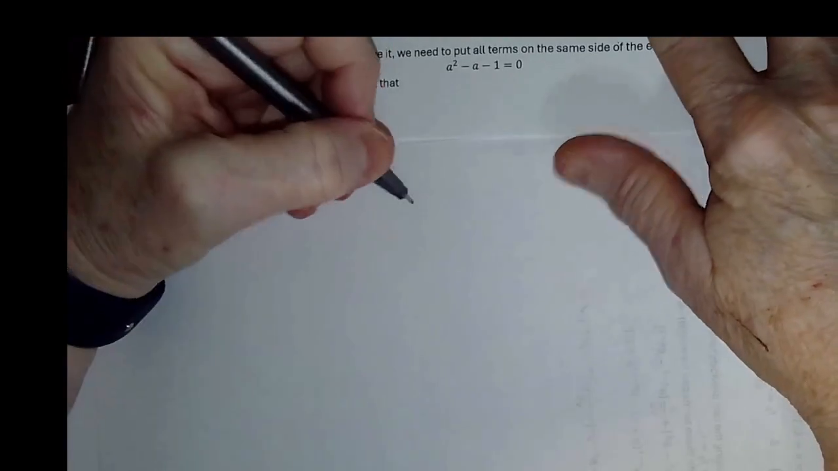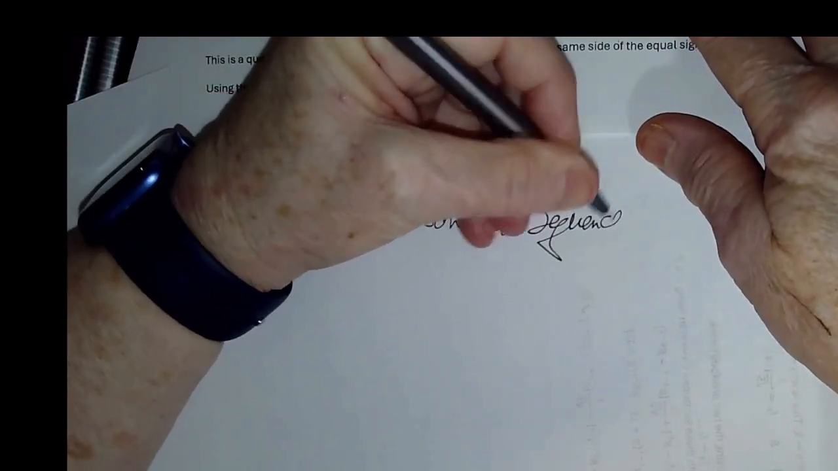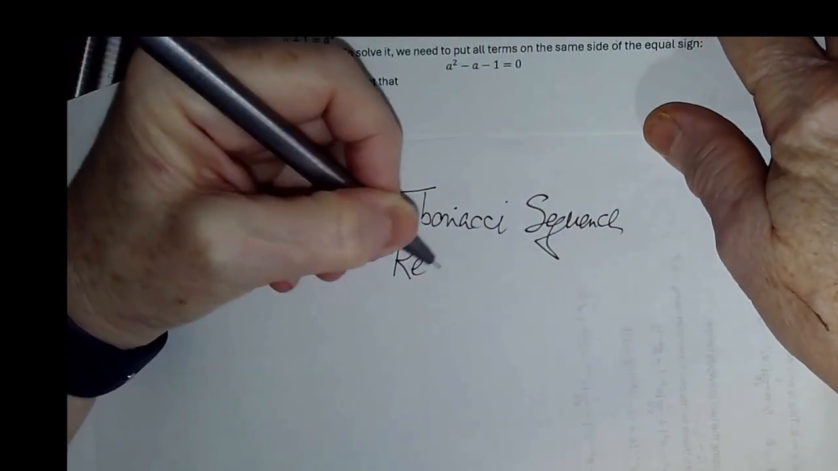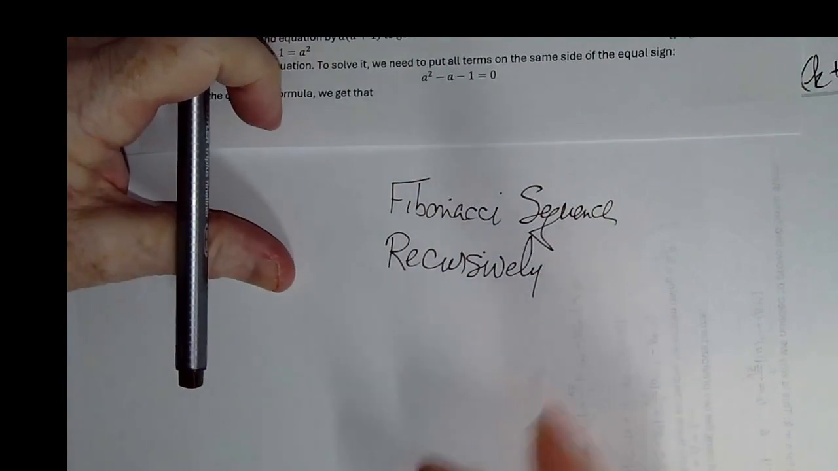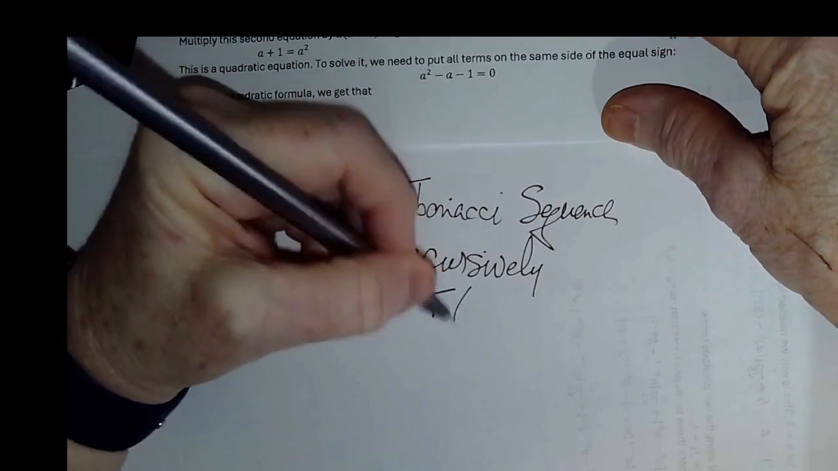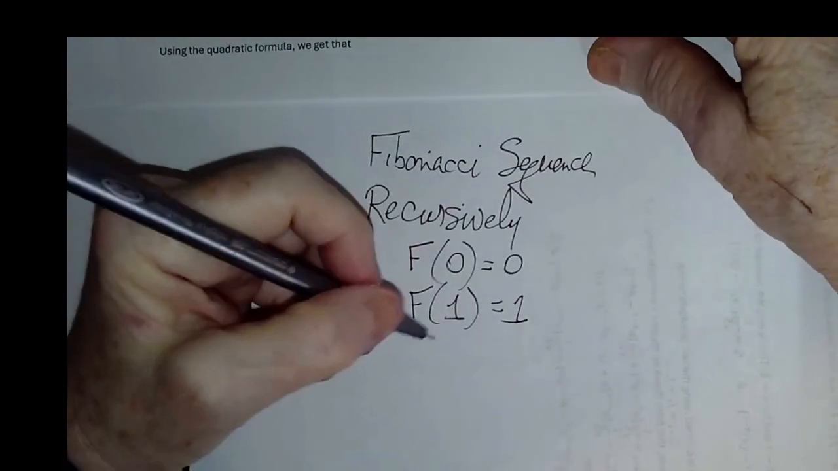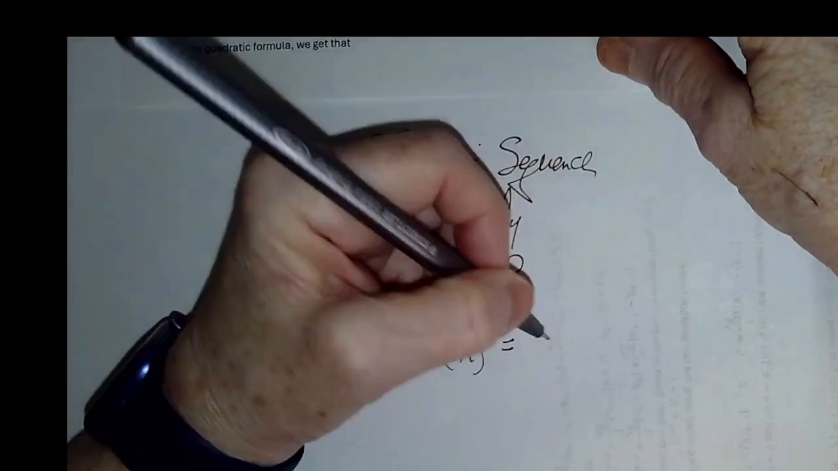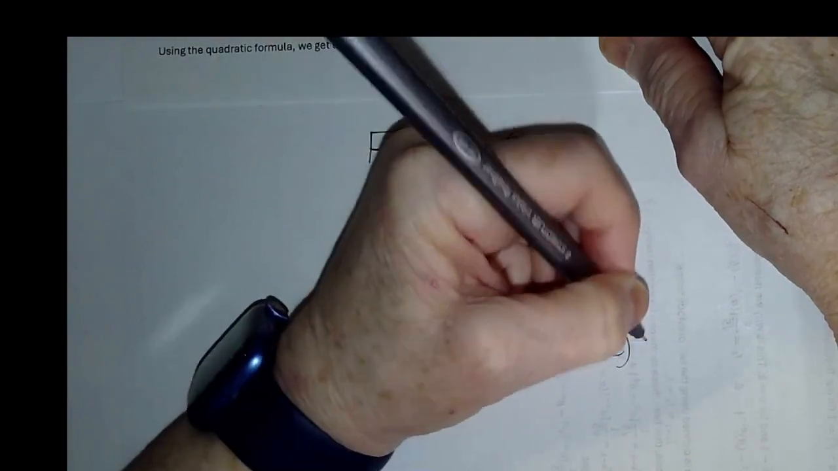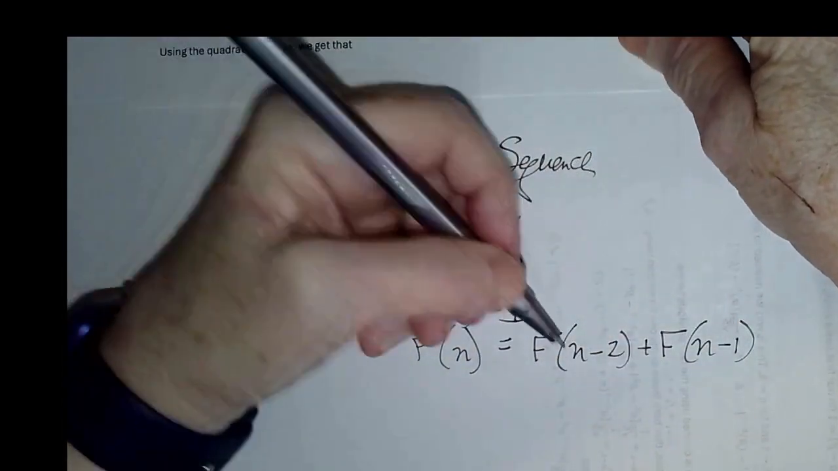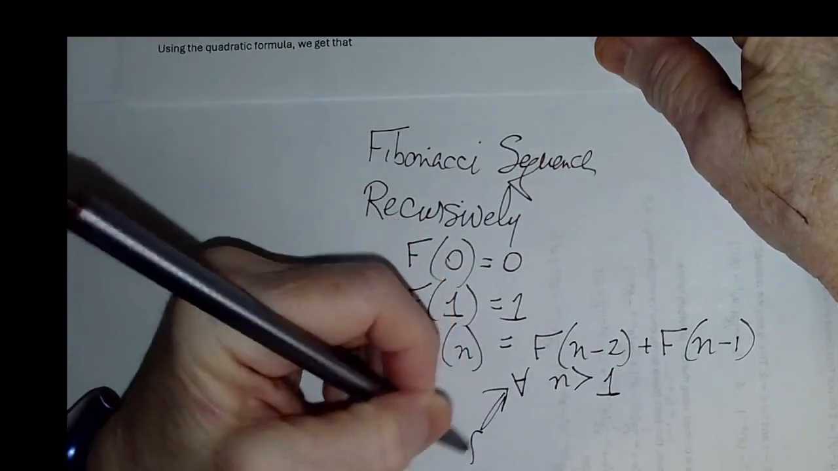We can write the Fibonacci sequence recursively, which means each thing is defined by the one before it in the following way. F of 0 is 0. F of 1 is 1. And F of n equals F of n minus 2 plus F of n minus 1, because we're always adding the two previous. And this is for all n greater than 1. Remember that the upside down A is for all.